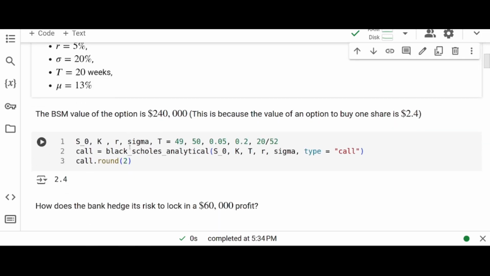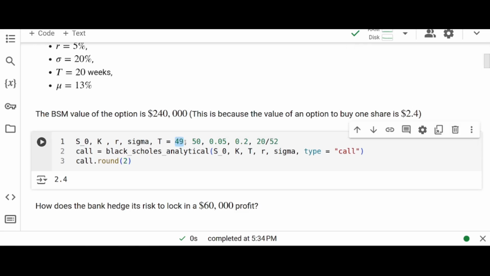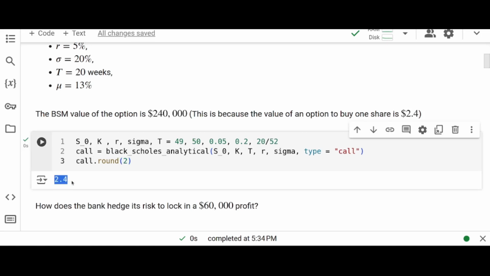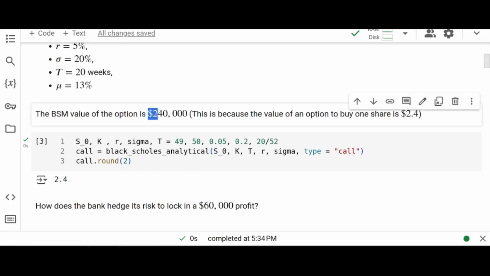So in our example here, our parameters are the current price, the strike price, interest rates, and the volatility, and time to maturity is 20/52, because we assume that in a year we have 52 weeks. So if you calculate the option value per share, it is $2.4. So if we multiply by 100,000, we'll get $240,000 for the 100,000 shares.